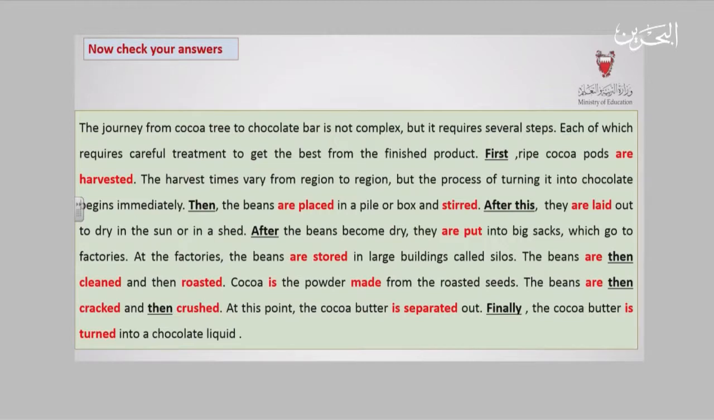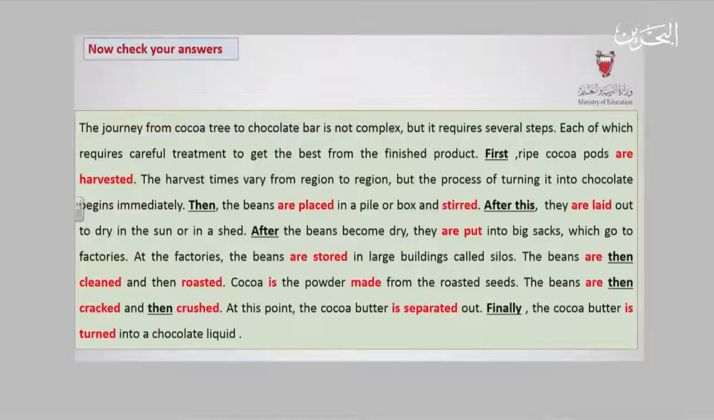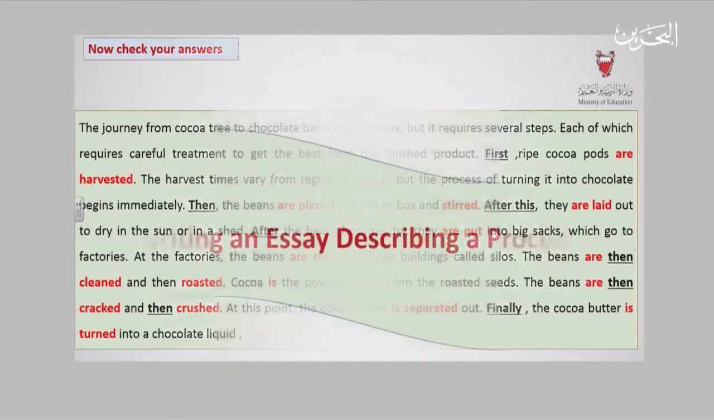The underlined words are the sequence phrases: first, second, then, next, finally. And the words that are in bold and red are the passive words or the passive phrases: harvested, are placed. We said there are two types of passive: the known doer and the unknown doer. So both are used here.